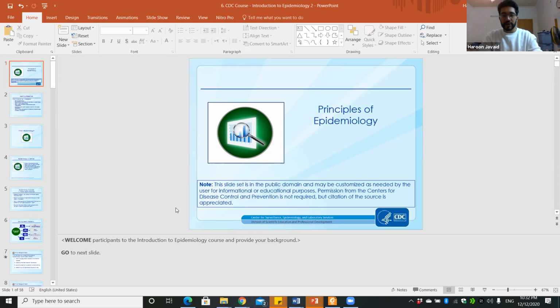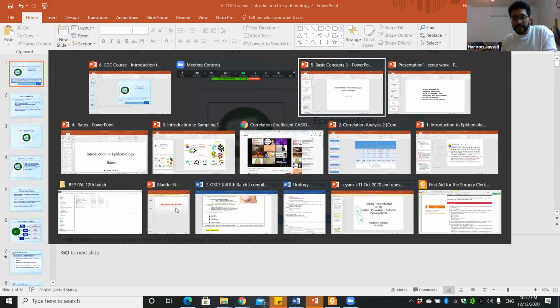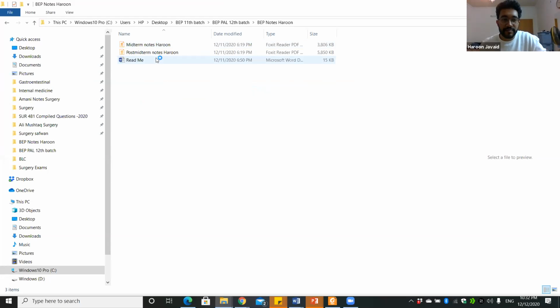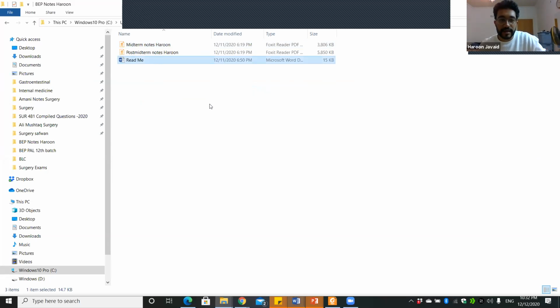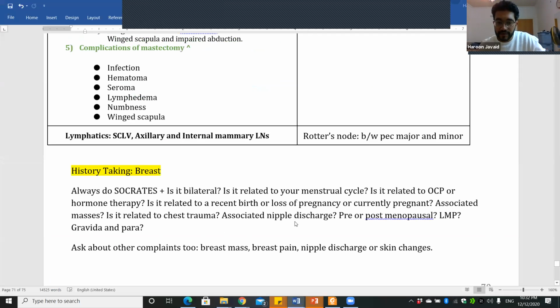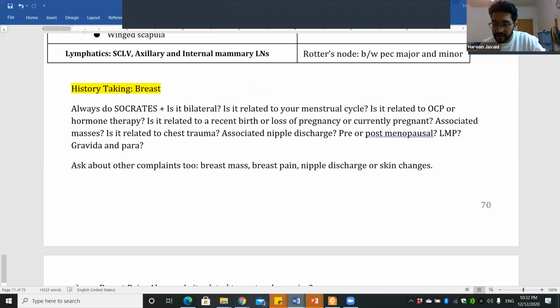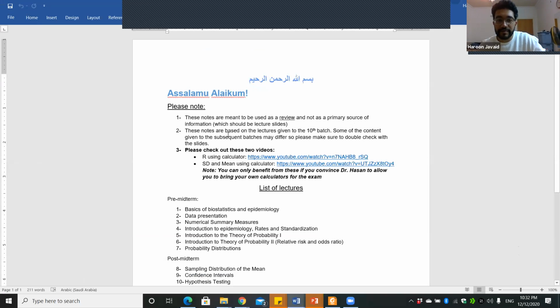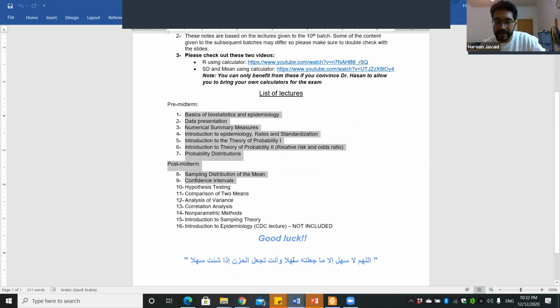What else? Okay, so now let me show you the thing I have. These are my notes. This is basically the README. This is my concepts, don't worry about this. This is fourth year stuff. README basically tells you the list of lectures that we had.